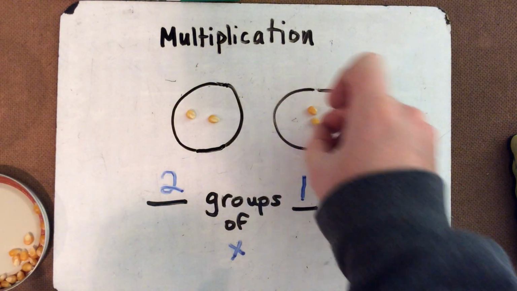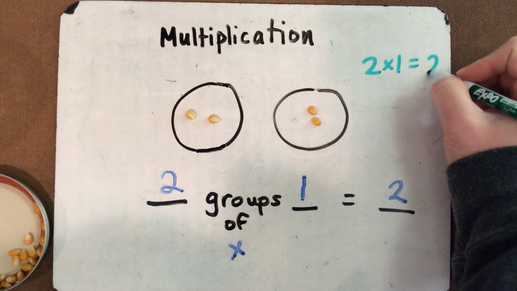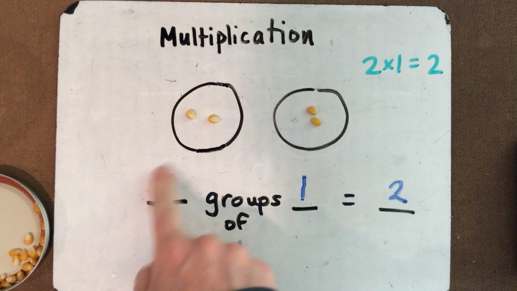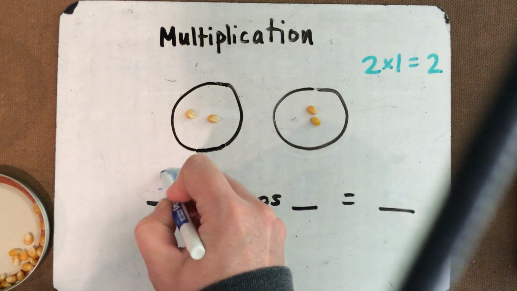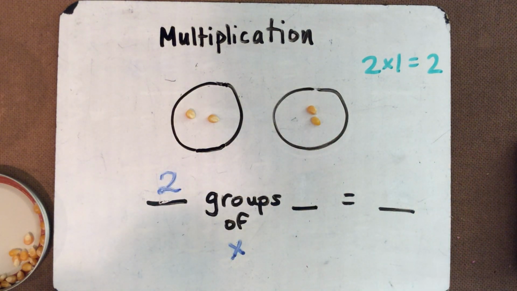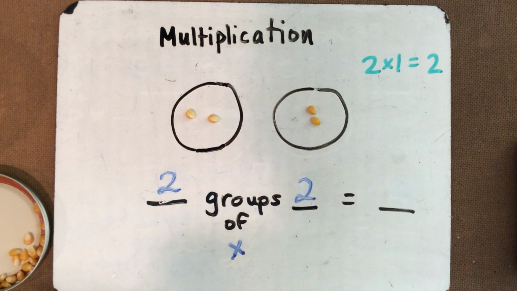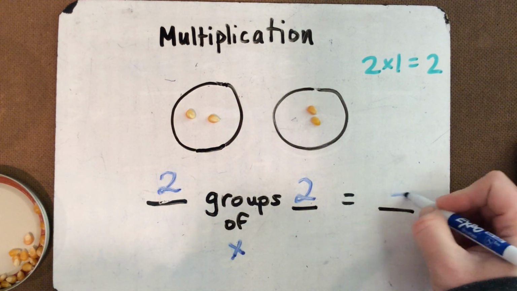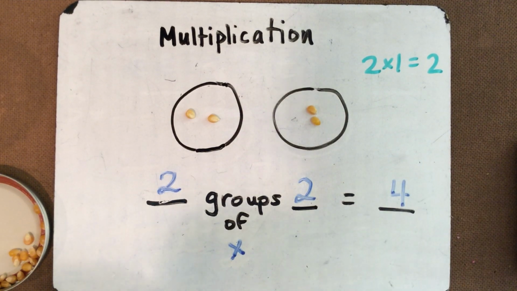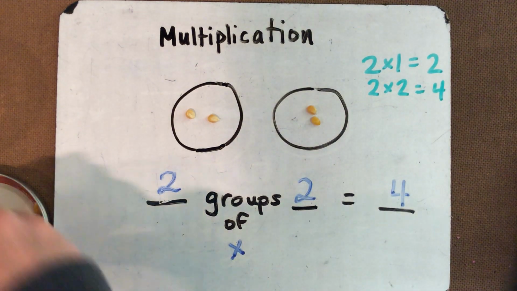Okay, let's do the next one. Now I have how many groups? Still talking 2 groups here. 2 groups of how many popcorn kernels in each group? 2 in each group now. What is 2 groups of 2? 2 times 2. Now you add them up. 1, 2, 3, 4. 2 times 2 equals 4. Keep going.